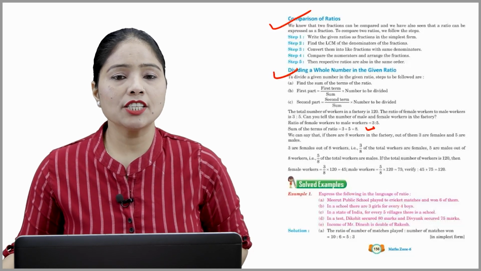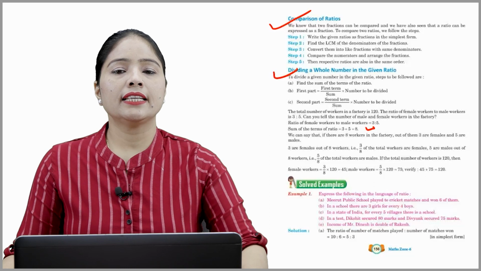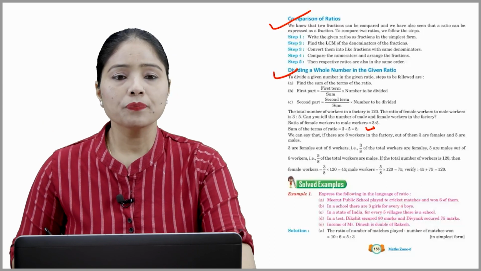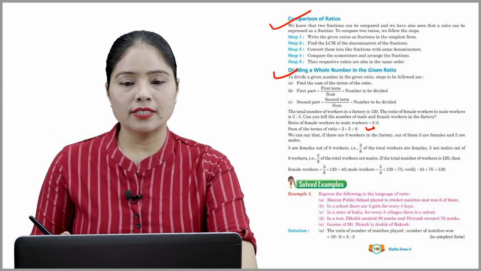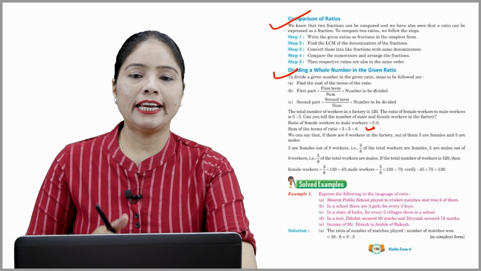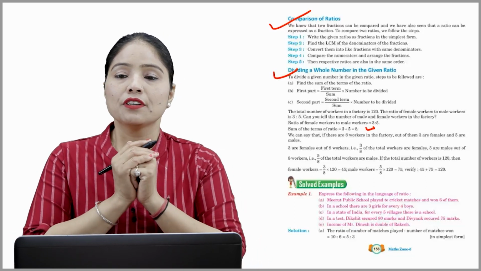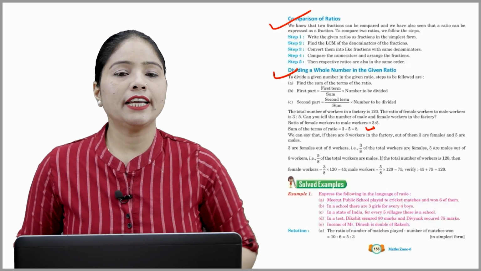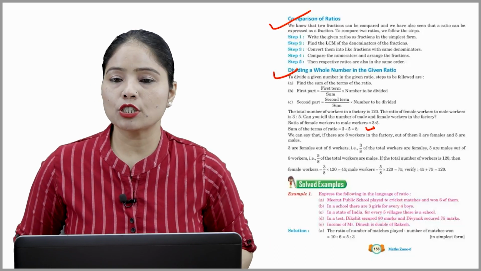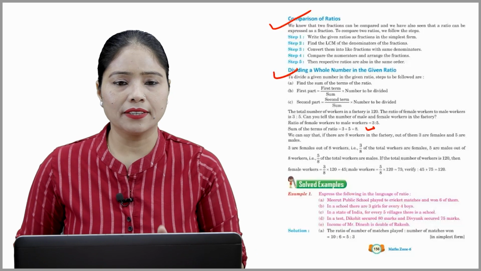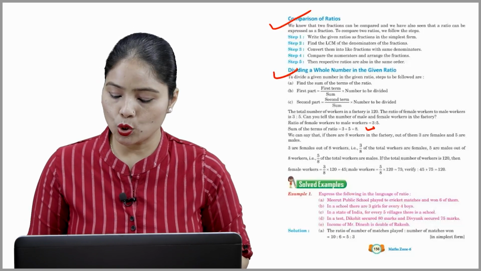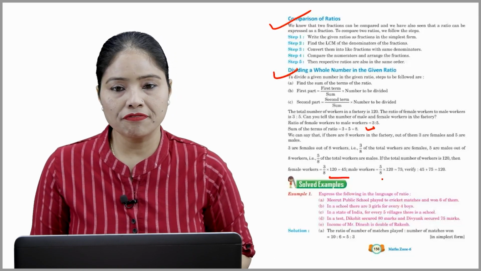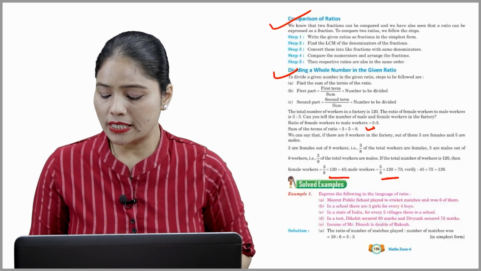We can say that if there are 8 workers in the factory, out of them 3 are female and 5 are males. 3 are females out of 8 workers, मतलब कि 3/8 of the total workers are female, 5 are male out of 8 workers. That means 5/8 of the total workers are males. If the total number of workers is 120, then female workers कितने हो गए? 3/8 into 120 और इसको हम simplify करेंगे, so 45. And male workers क्या हो गए? 5/8 into 120, so 75.